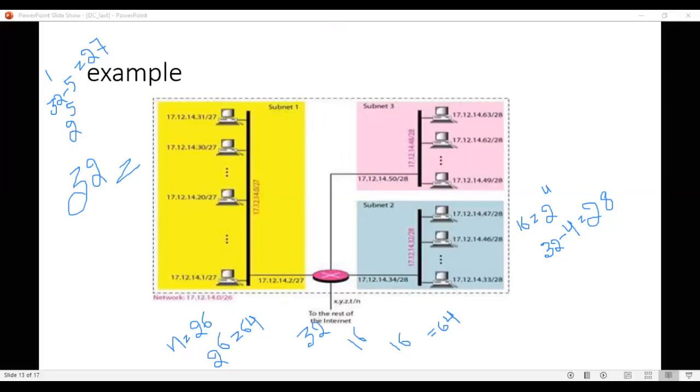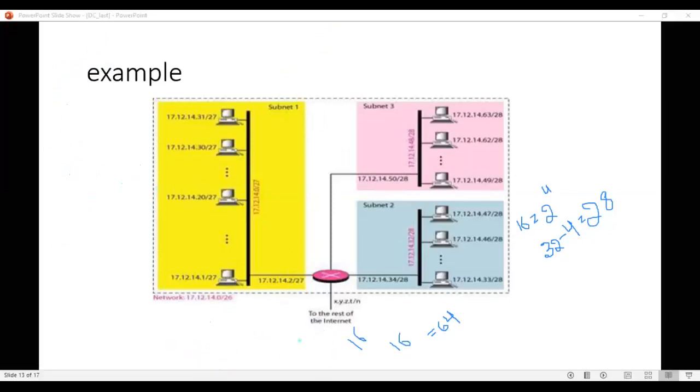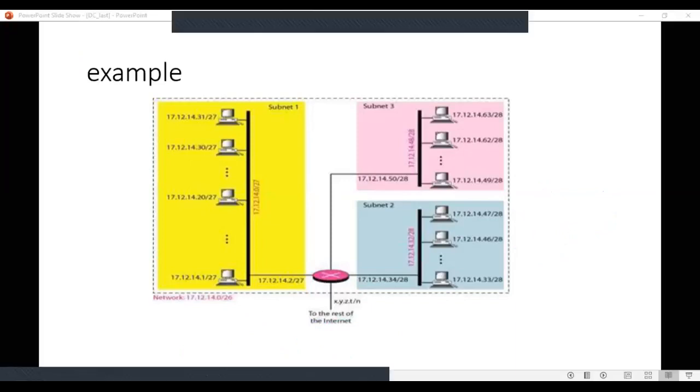Next, we will consider one more example to understand clearly, along with the formula to find the mask as well. What formula? This was by analyzing, isn't it? Other than that, you can use the formulas as well. We'll see the next example.